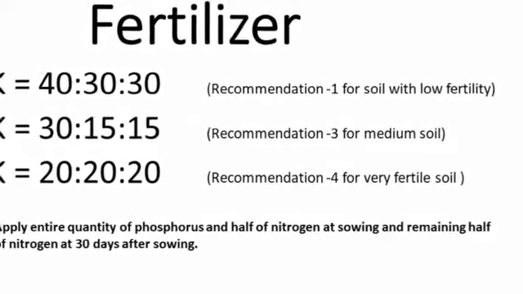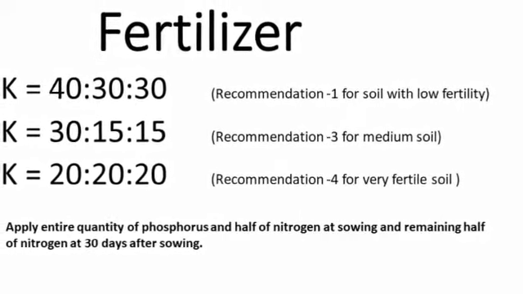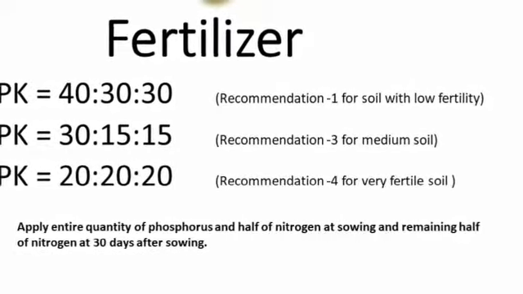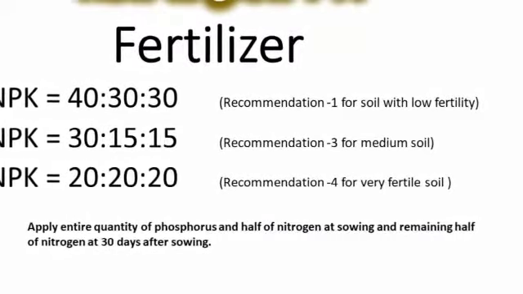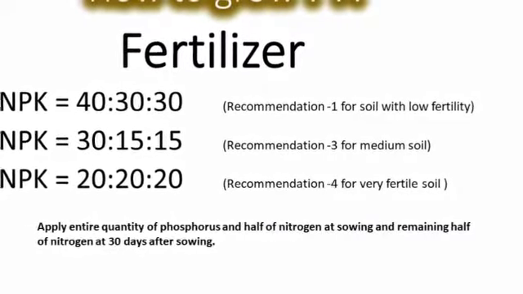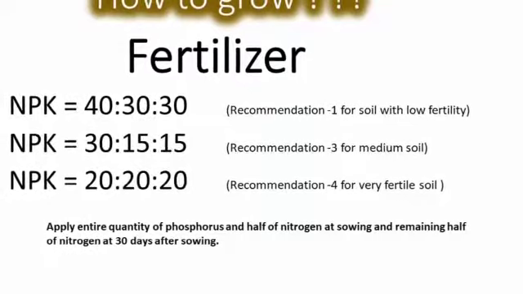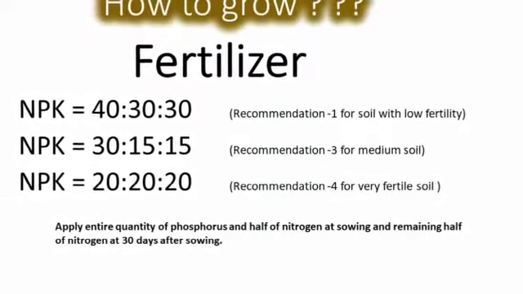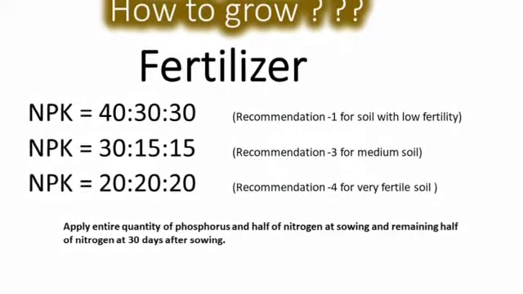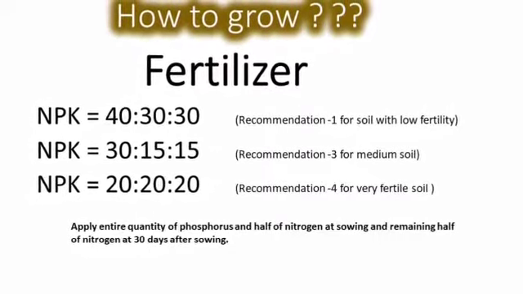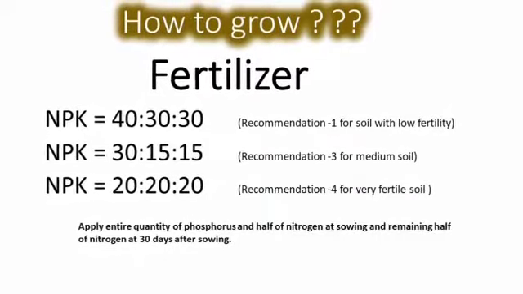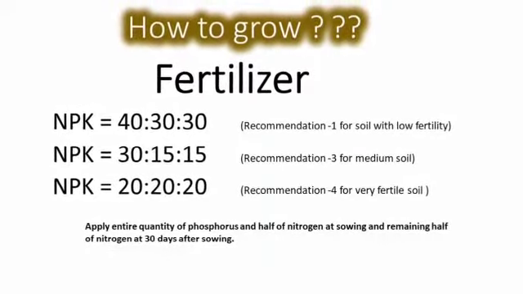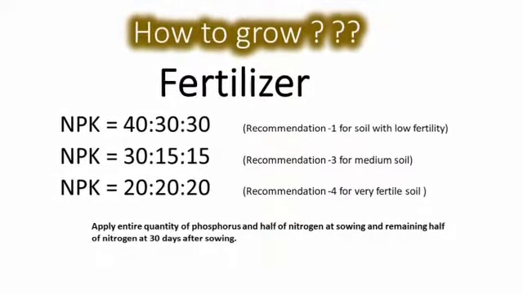Fertilizer: if your soil is very poor, then you may use 40-30-30 ratio of NPK, and if your soil is of medium nature, then you may use 30-15-15 ratio of NPK, and if your soil is very fertile, then only 20-20-20 ratio is sufficient. So that is a very low input requirement of foxtail crop.